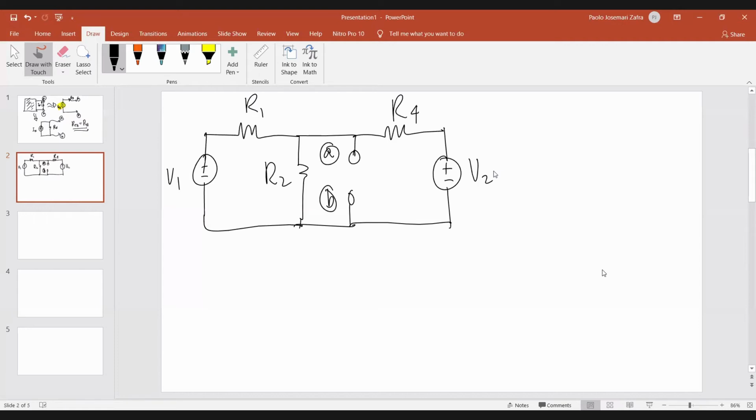So again, much like what we did in the previous experiment, when you try to solve for your RTH, or your RN in this case, you simply disable the voltage sources. You disable the voltage source and then apply a short circuit between its terminals, and then solve for the equivalent resistor across A and B.